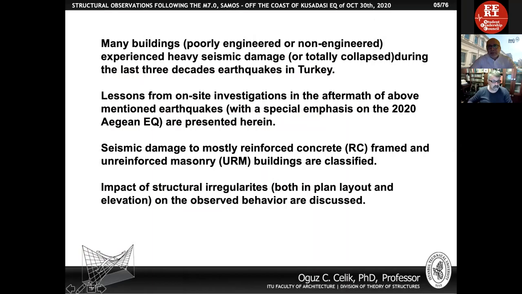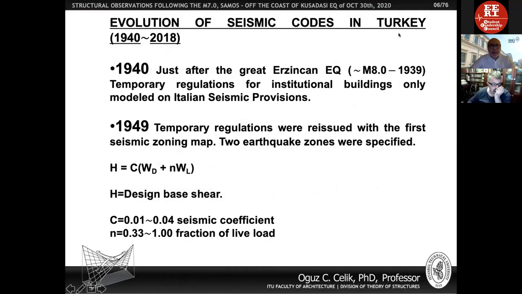For example, in 2017, the Bodrum earthquake with a magnitude of 6.6. That was the first earthquake that we shared with the Greek side and the Turkish side. Then again, in the eastern part of Turkey, with the Doğanyol, Malatya, and Sivrice, Elazığ earthquake, and finally, this Aegean earthquake. So what happened to buildings during these earthquakes? We've seen that many buildings were poorly engineered or non-engineered, as Professor Beltran told a lot about the quality of structural systems in Turkey.